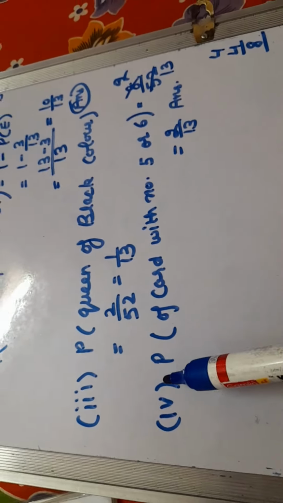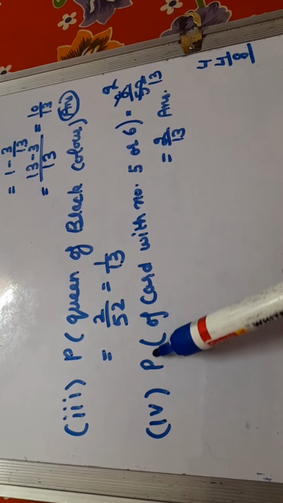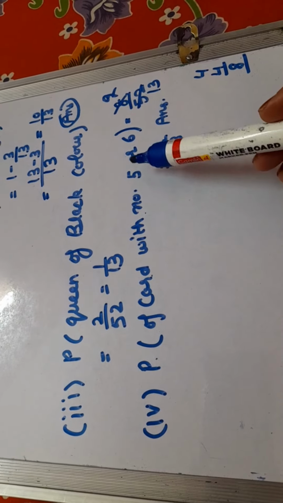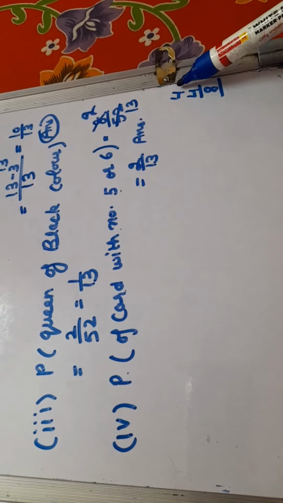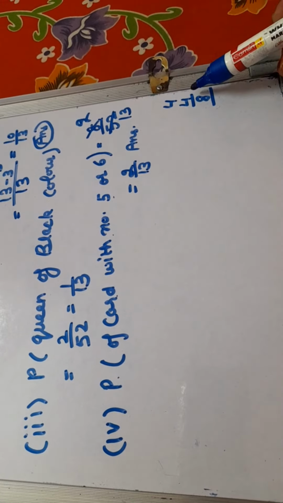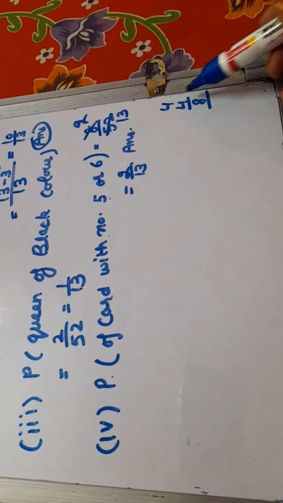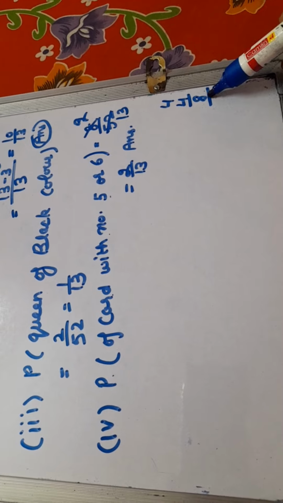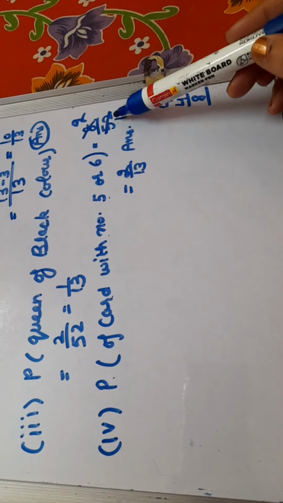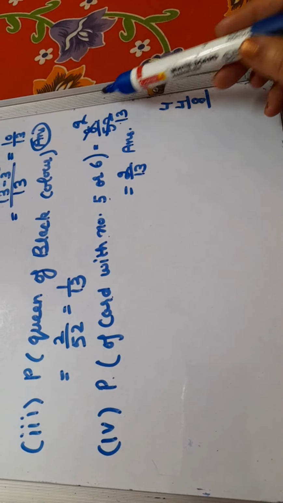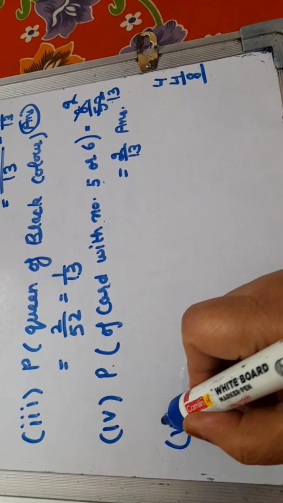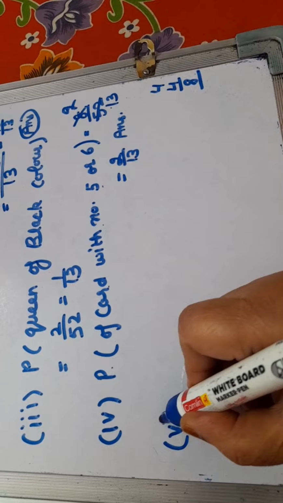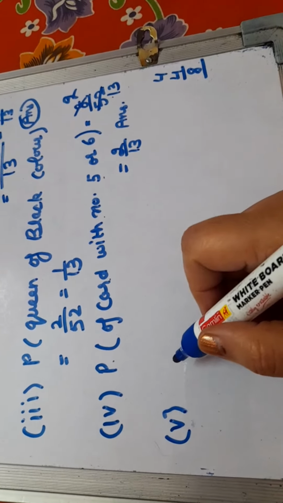Now we will do question number 4. We have to find the probability of a card with number 5 or 6. We know that there are 4 cards of number 5 and 4 cards of number 6. So total number of favorable outcomes is 8. So probability will be 8/52, that is 2/13.